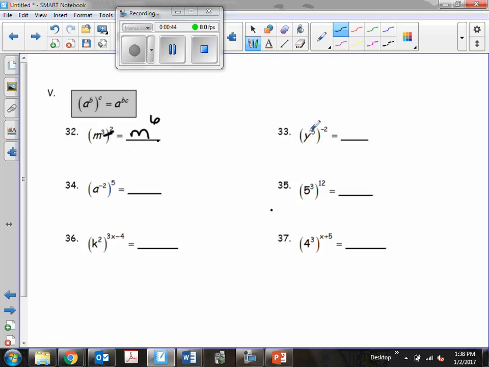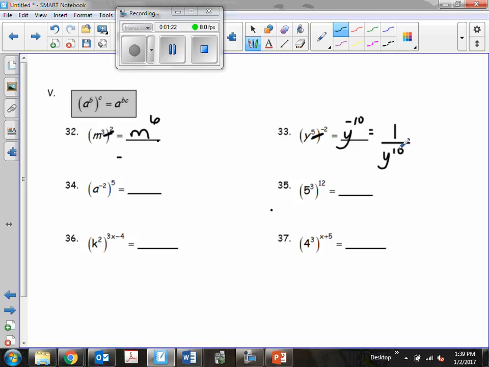We take a look at number 33. We have y to the 5th, and then it is raised to, again, the negative 2. So we would multiply together the 5 and the negative 2. This would give me y to the negative 10. But based on what we just learned about negative exponents, we have to actually apply that negative exponent property to this answer as well. So because this has a negative exponent, we have to turn it into the reciprocal. So we would write our answer as 1 over y to the 10th. And that would be my final answer.